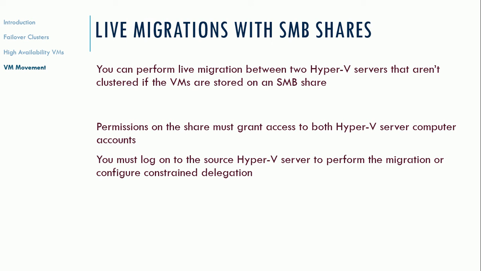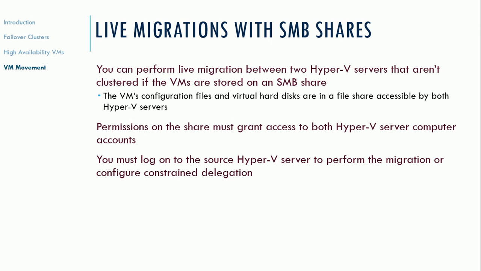The other option is a live migration with SMB shares, which is basically Windows file shares. So you can perform a live migration between 2 Hyper-V servers that aren't clustered if the VMs are stored on a file share. So this is the next best option. If you're not using clustered Hyper-V, then you can use file shares. But again, this makes the assumption that the virtual machines are stored on a file share, which is not always the case. So you would have to move it to a file share first. Which might be kind of difficult.